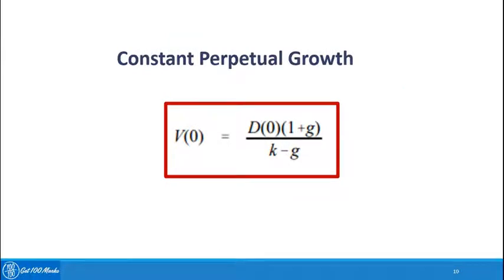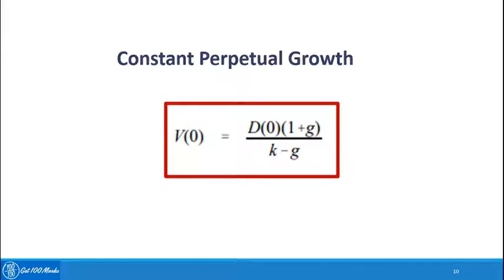Now the constant perpetual growth. Now perpetual growth again is a growth which keeps on happening forever. In such a case, the formula used is D1, or D0(1 plus G), divided by K minus G. Okay, this is all that you have to do.